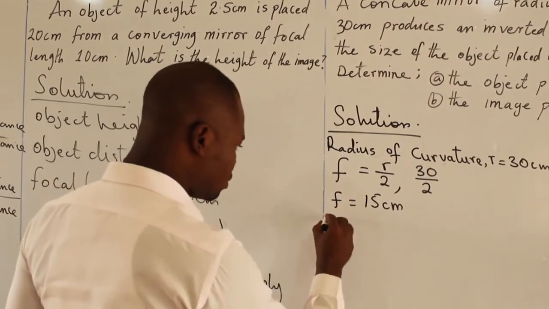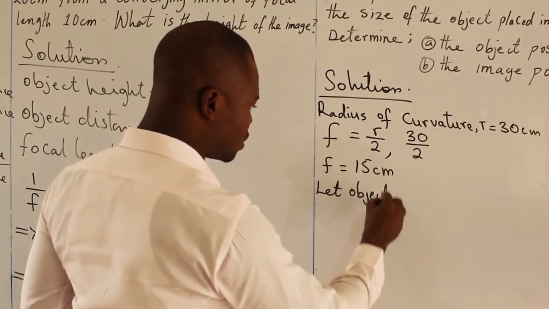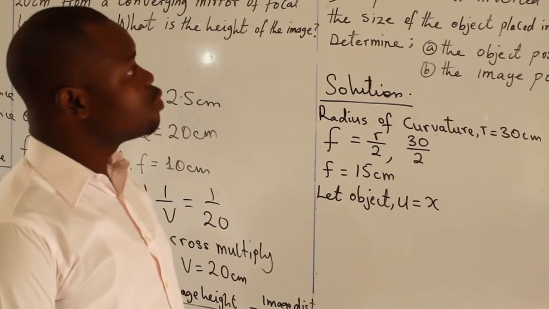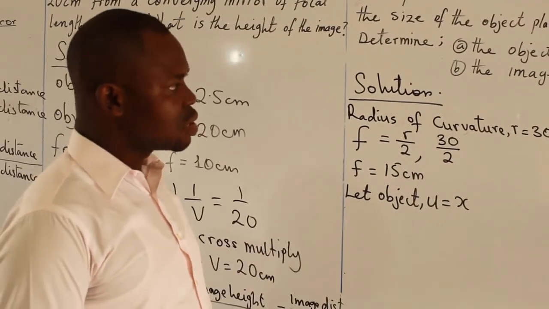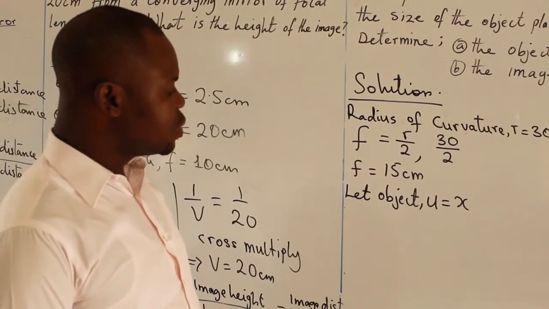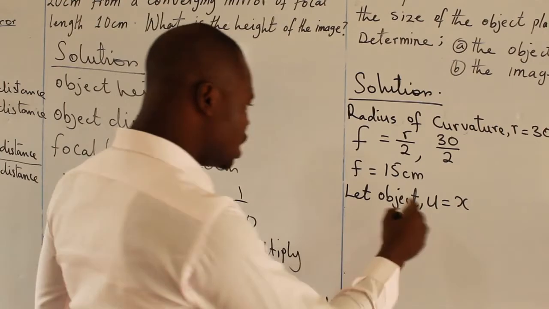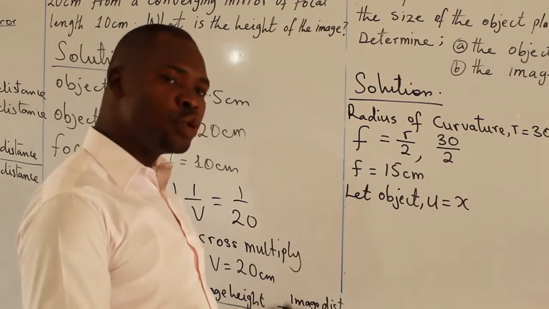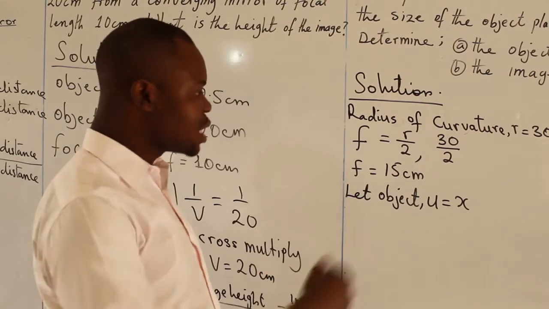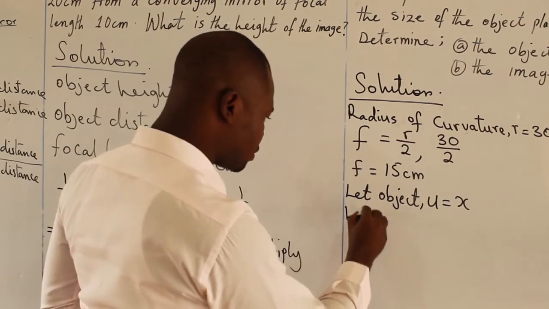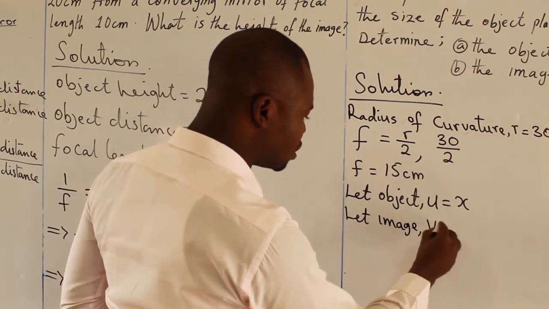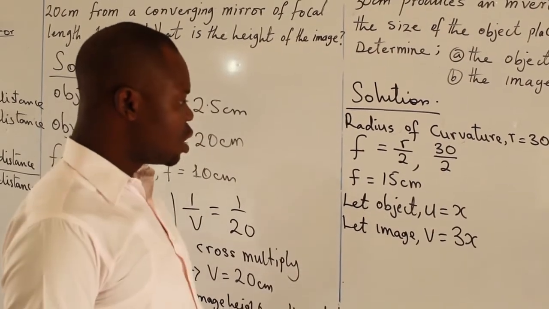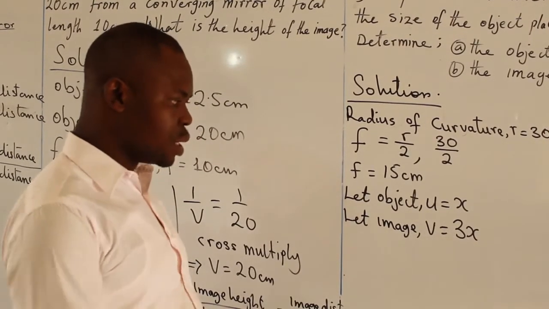So let object U be X, because we're not even given the size of the object, neither the size of the image. So let object U equals X. If object U equals X, and then we're told that the image is 3 times the object, it means whatever U is, the image, the V will be multiplied by 3. So let image V equal 3x, since from the question we were told it is 3 times. So if U is X, then V is going to be 3x.